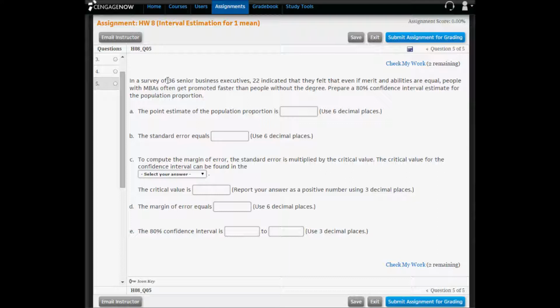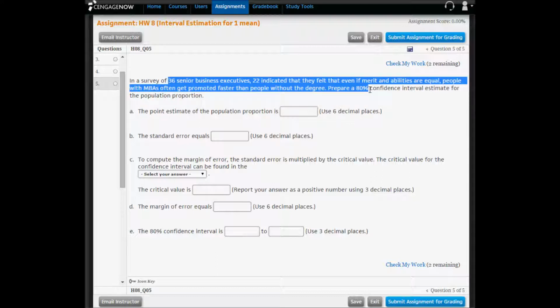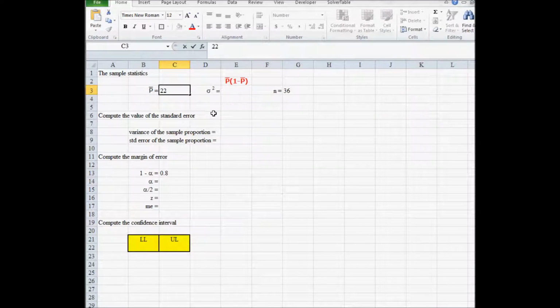So we're going to copy this information, the sample size, the number yes, and the 80% into Excel. So we have the information pasted into the Excel spreadsheet. 22 senior business executives said they think that having an MBA helps people below them climb the corporate ladder. The sample size was 36 senior business executives, and my confidence level was 80% or 0.8.